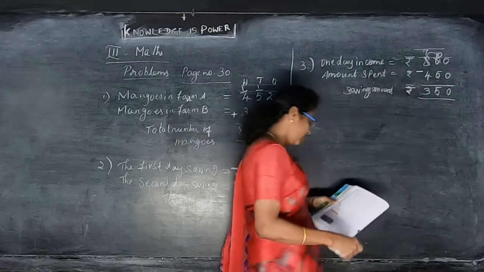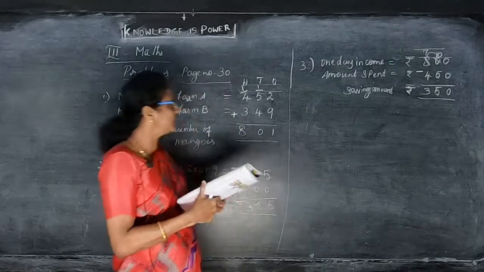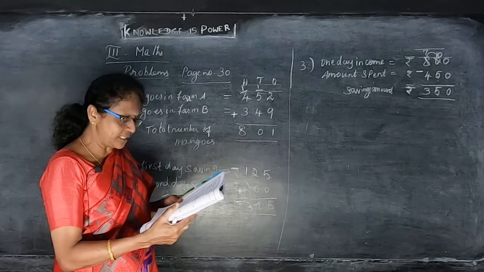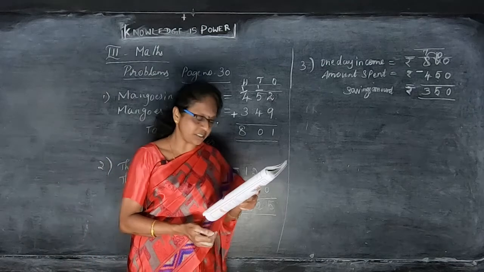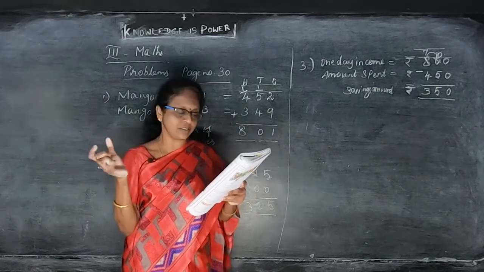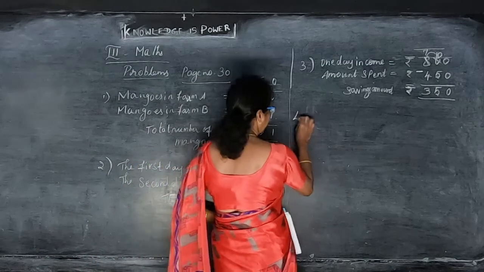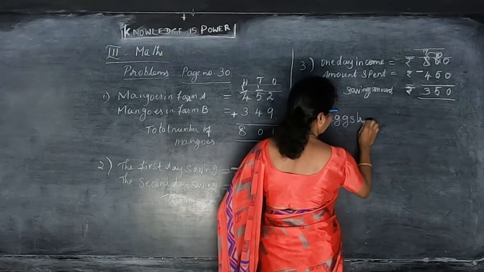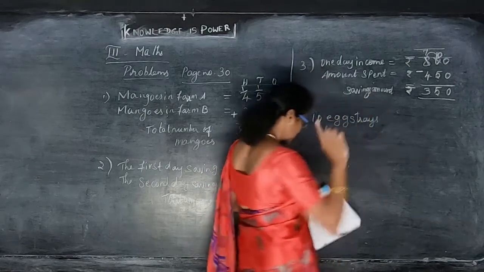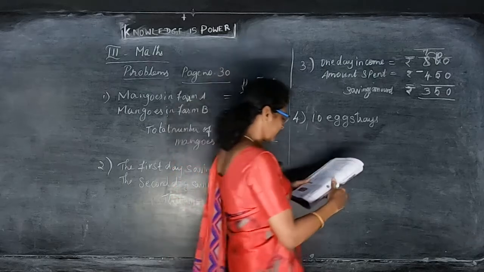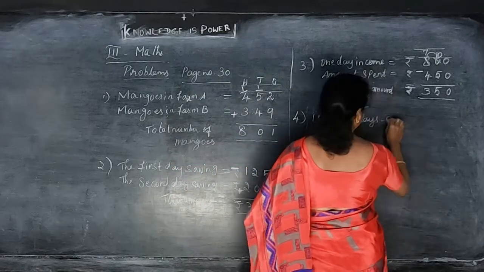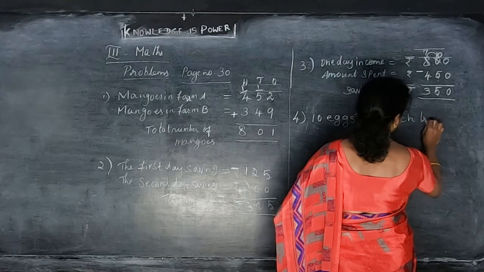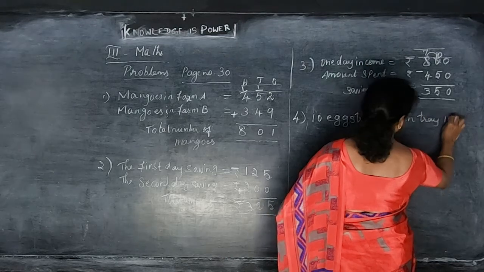Okay children. So these are the problems given in your book, page number 30. Now try this. See, there were 10 egg trays, each tray with 10 eggs. 10 egg trays are there. In each tray, 10 eggs is there. I am writing the problem. Each tray 10 eggs.